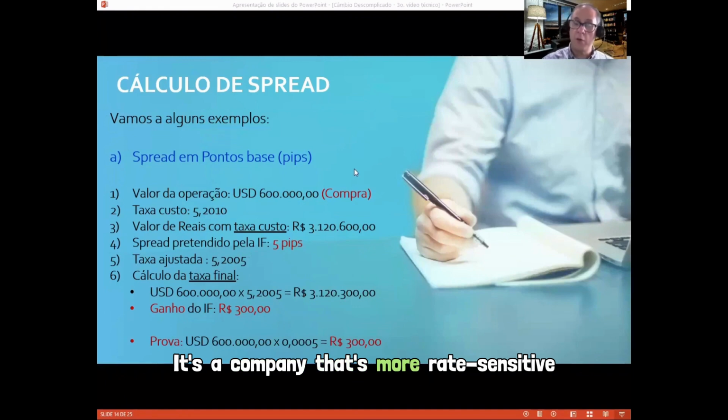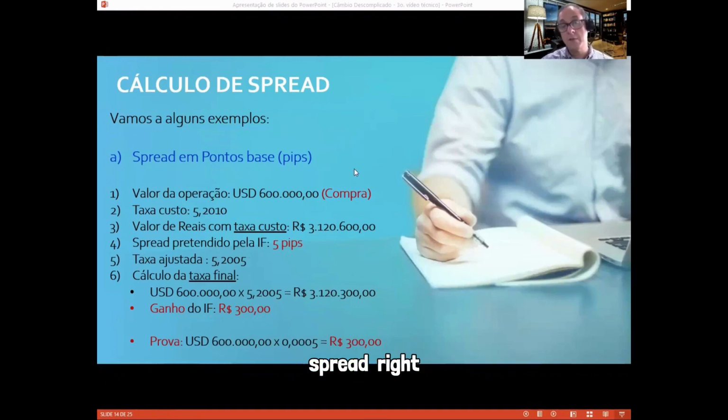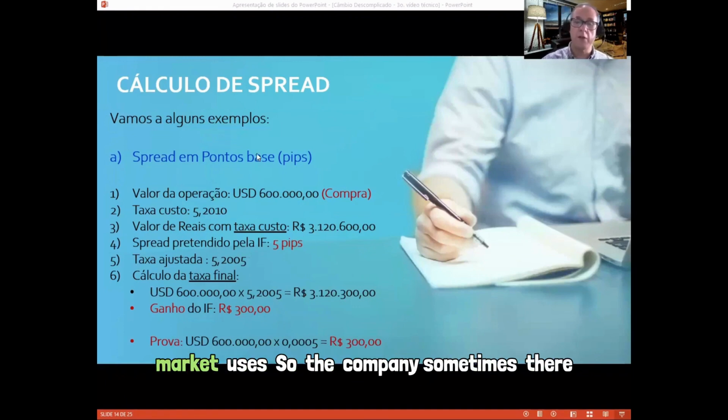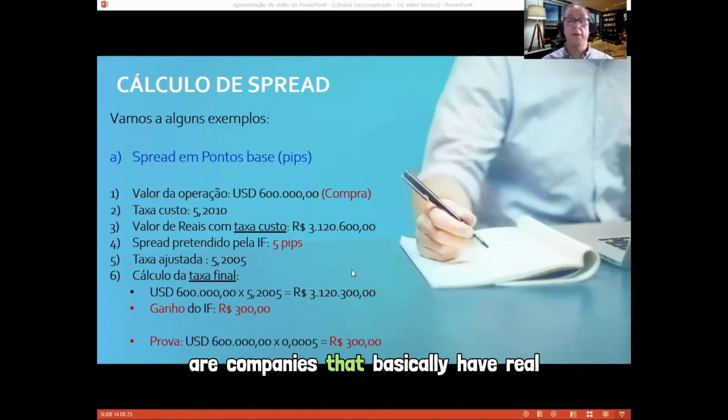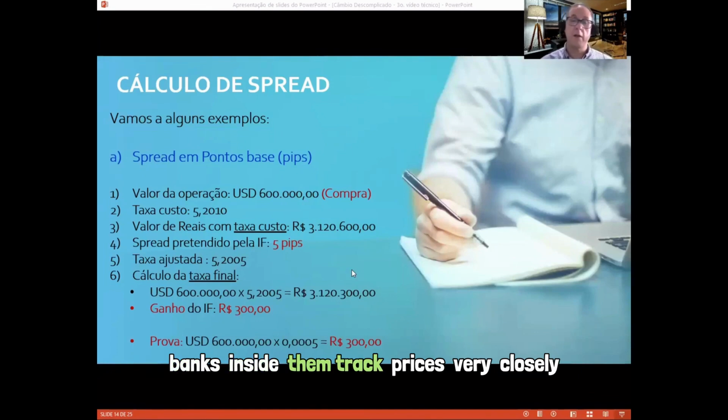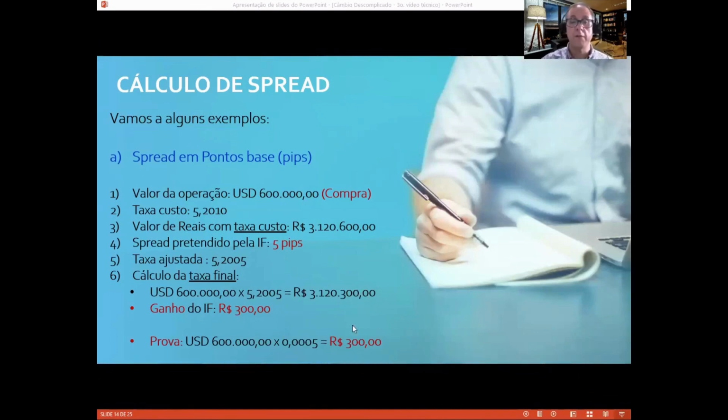It's a company that's more rate sensitive. It's hard to open up a spread, right? That's the kind of language the market uses. So the company, sometimes there are companies that basically have real banks inside them, track prices very closely. And for this company, only 5 pips fit. The adjusted rate would be 5.2005. See, the cost was 5.2010.